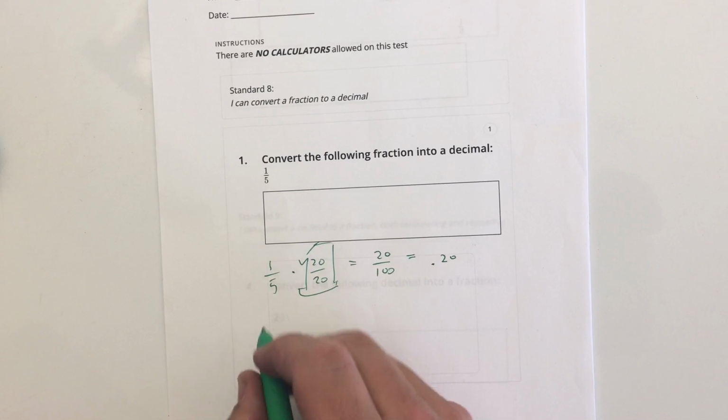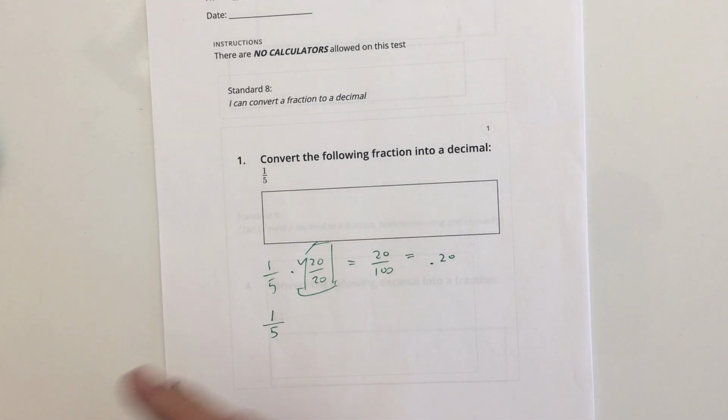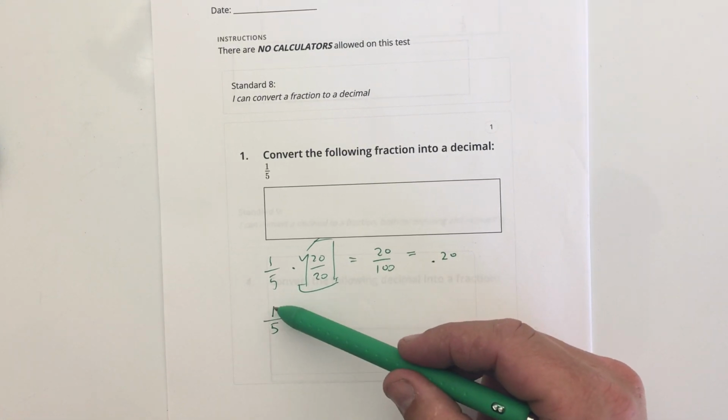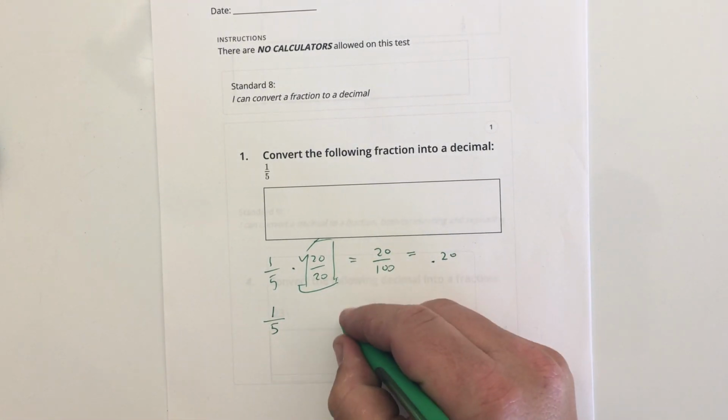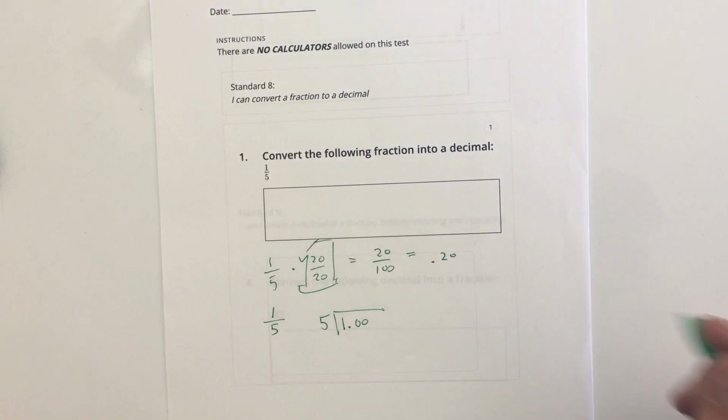We can also do the division, which works every time. Remember, all fractions are just division problems, and we divide in the order that we read, top to bottom. So this would be 1 divided by 5. So 1 goes in the house. 5 goes outside the house.